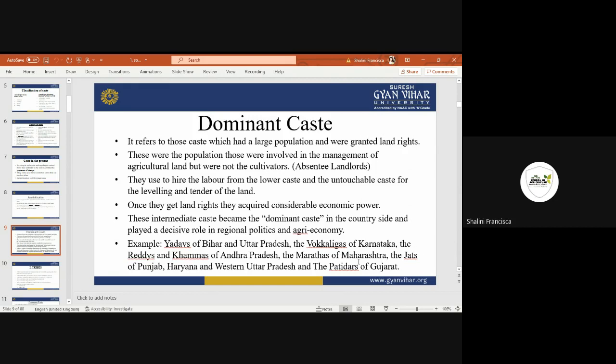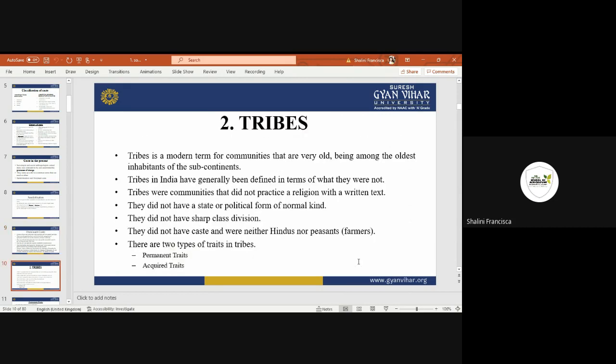So, the second factor in the social institution world is about the tribes. What does a tribe mean? Tribe is a modern term for communities that are very old, being among the oldest inhabitants of the subcontinent. Tribe in India has generally been defined in terms of what they were not. They were communities that did not practice a religion with a written text.